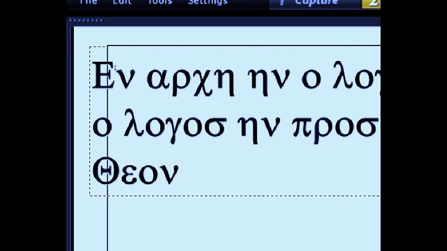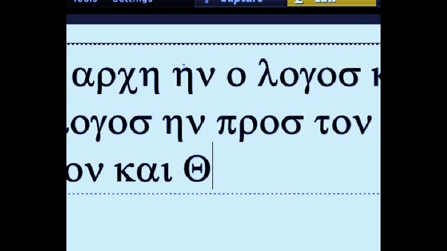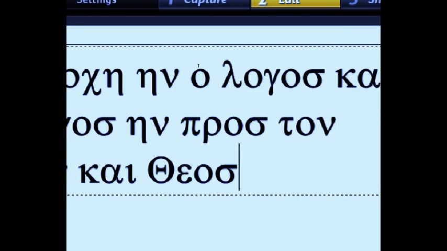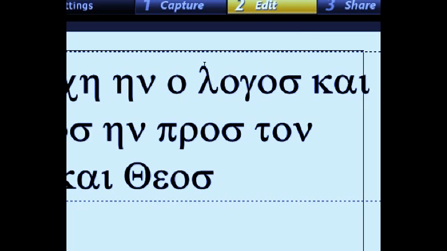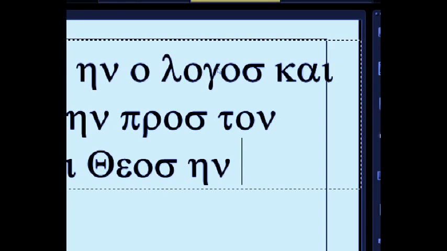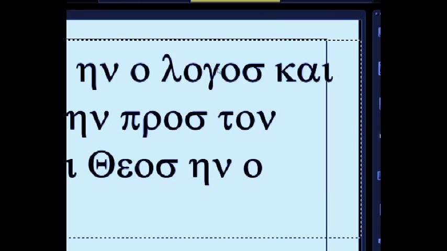And I'm going to show you. And God was the Word. So let's just write that. And God was the Word. Kai, and God. You have Theos this time, because that's how it is in the Greek New Testament. Theos, or God, was the Word. So you've got ēn, eta, nu, the Word. Omicron, and then let me just put logos over here.